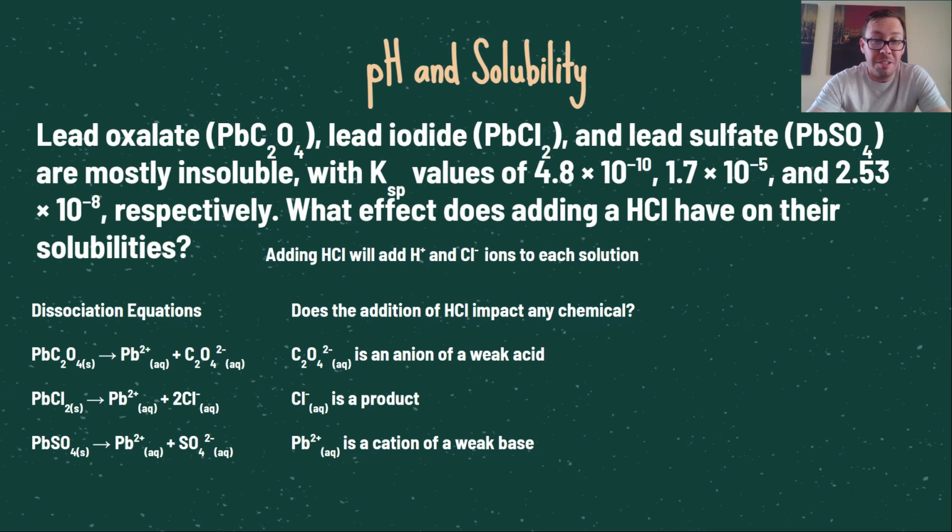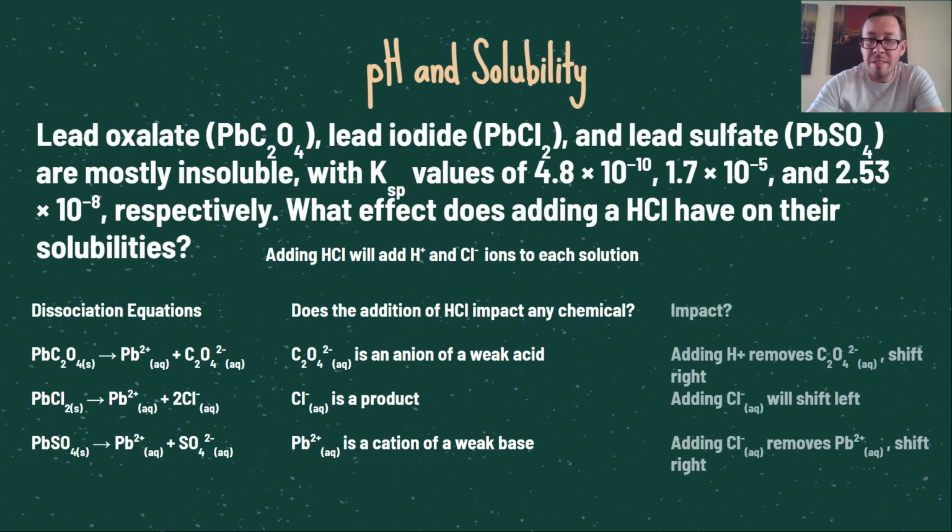If I look at PbCl2, adding HCl is going to add Cl-, and Cl- is a product. And remember that Pb2+ is a cation of a weak base. And so as a result, we're going to see a variety of shifts in equilibrium. So let's take a look here. What's going to happen? Well, for the very first equation, adding that H+ is going to remove C2O4, which is going to cause a shift in equilibrium to the right. Remember that anions of weak acids are going to reform with H+ ions to form the acid, so therefore it's going to decrease the concentration of C2O4 ions and shift equilibrium to the right.